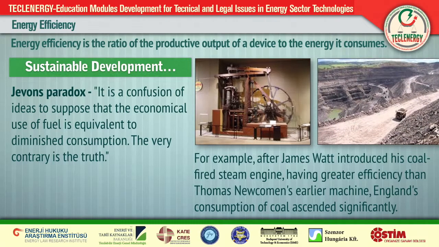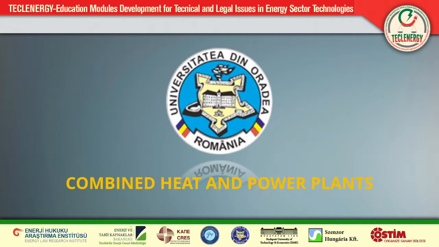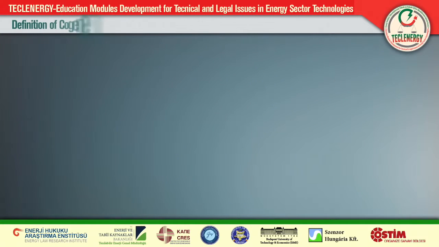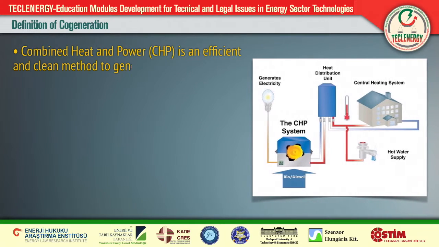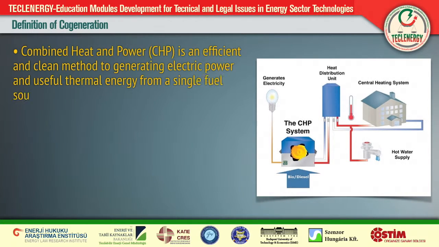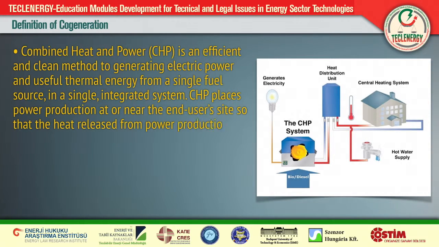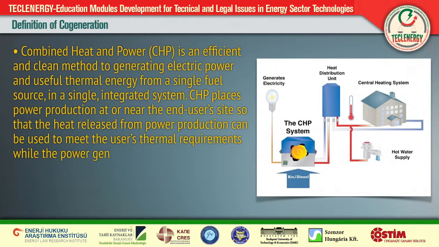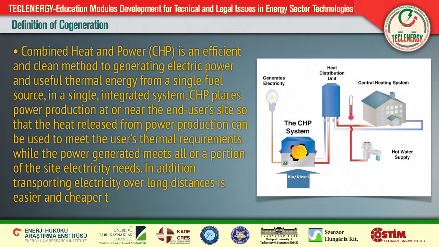We will focus on energy efficiency. In a narrow technical sense, energy efficiency is the ratio of the productive output of a device to the energy it consumes. Consequently, improving energy efficiency means producing more with less energy consumption. This reasoning seems evident when assessing efficiency as an individual, but when applied to society as a whole, it has produced in the history of mankind, and is still producing, disappointing, even disastrous effects. Specialists call it the Jevons paradox: it is a confusion of ideas to suppose that the economical use of fuel is equivalent to diminished consumption. The very contrary is the truth.